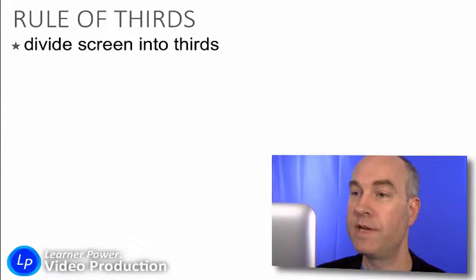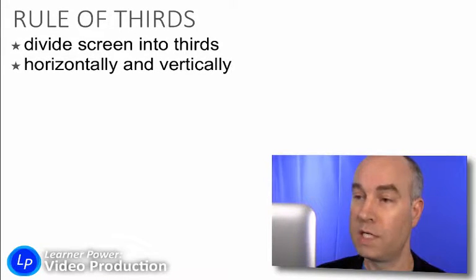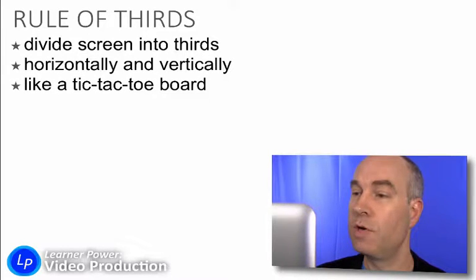First of all, some definitions. In the rule of thirds, we're going to divide the screen into thirds. We're going to divide it both horizontally and vertically into thirds. And as a result, the screen is going to look like a tic-tac-toe board.